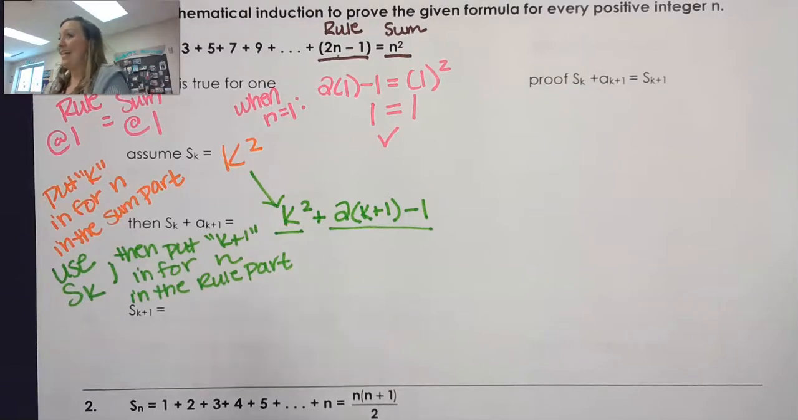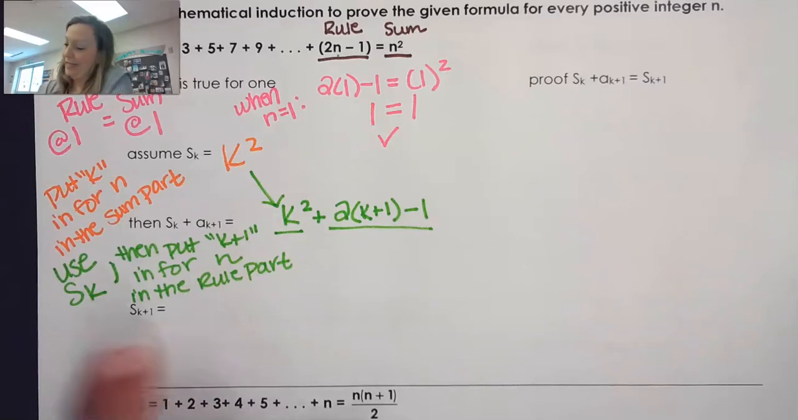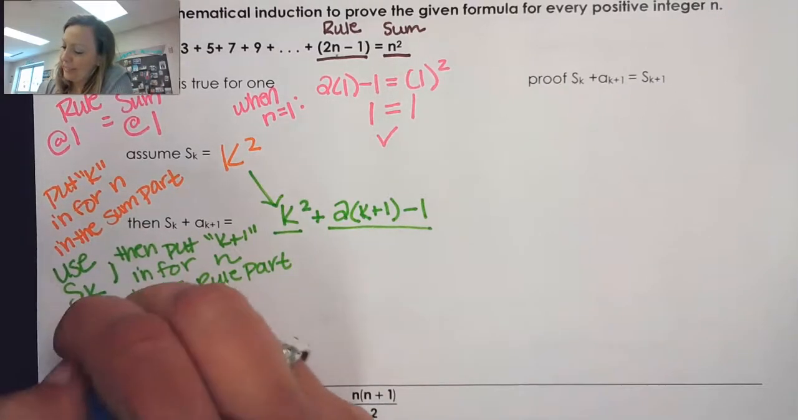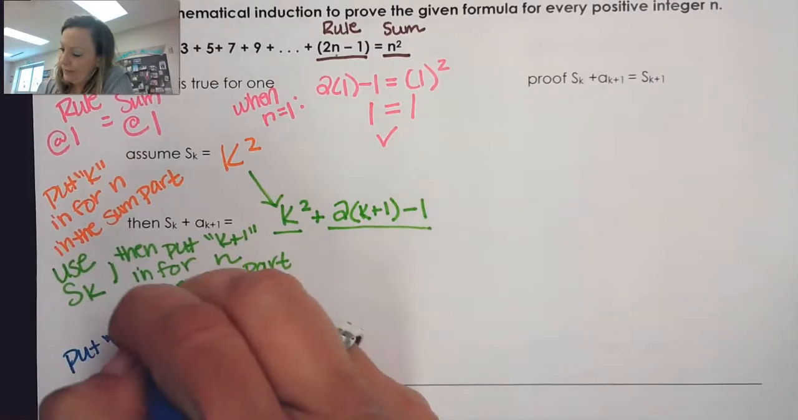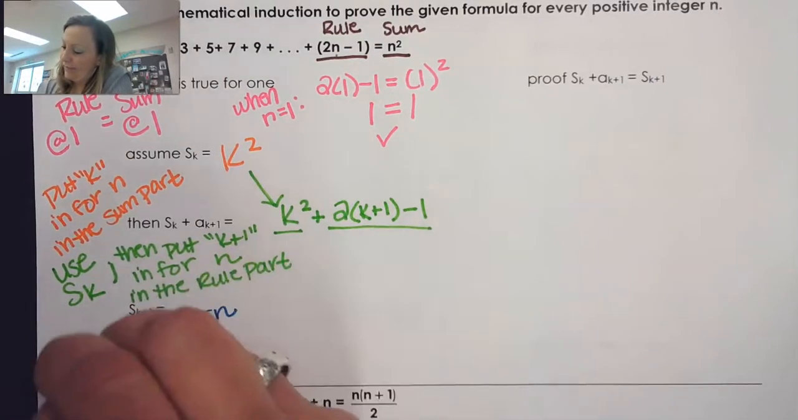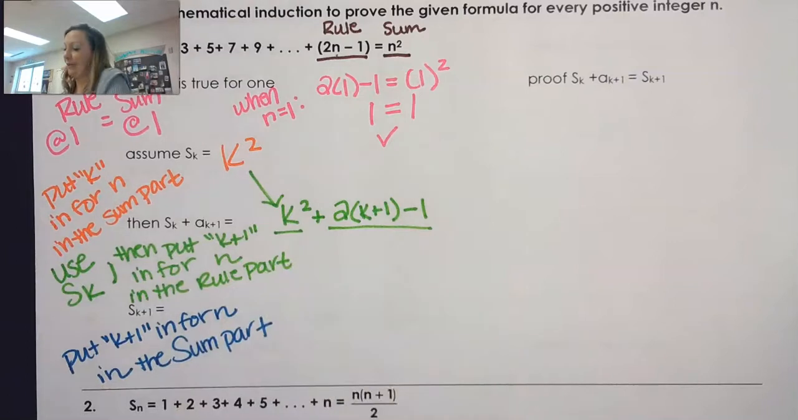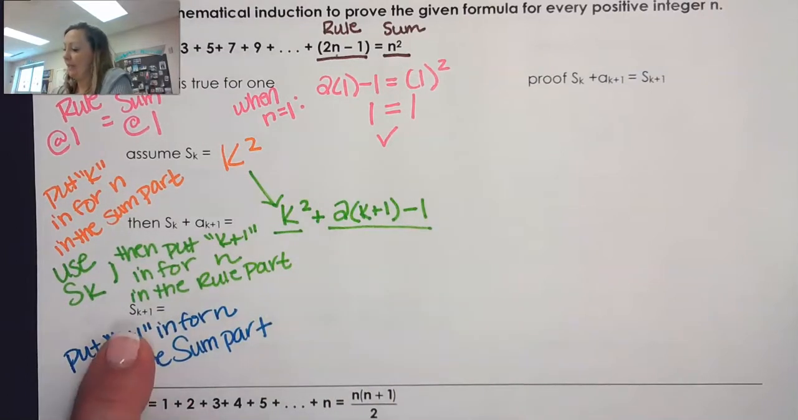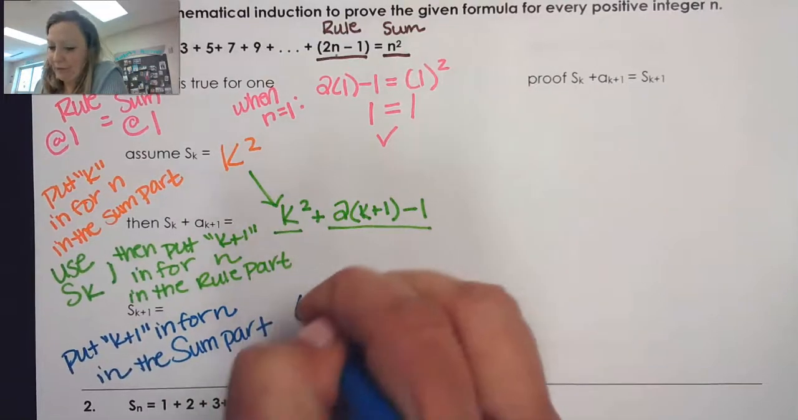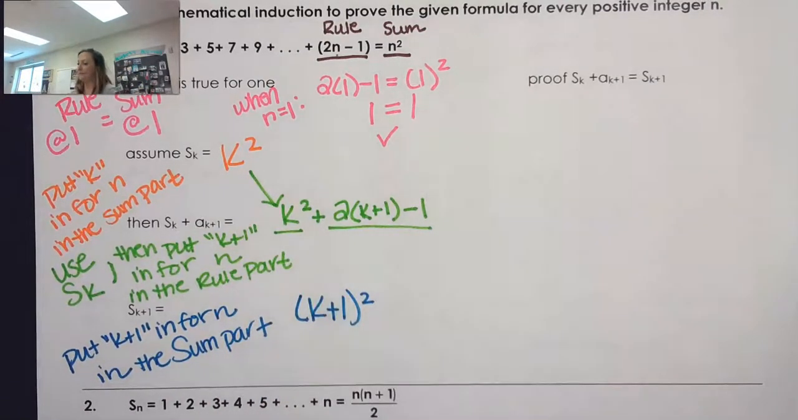Now let's organize what S sub k plus 1 should look like. In this part, you're going to put k plus 1 in for n in the sum part, because we're looking at S sub k plus 1. So S means the sum. K plus 1 means that we're going to substitute the k plus 1 in for n in the sum. So then that would be k plus 1 squared. So we had some of this organizational stuff on the left. Now we're actually able to put that in the proof.